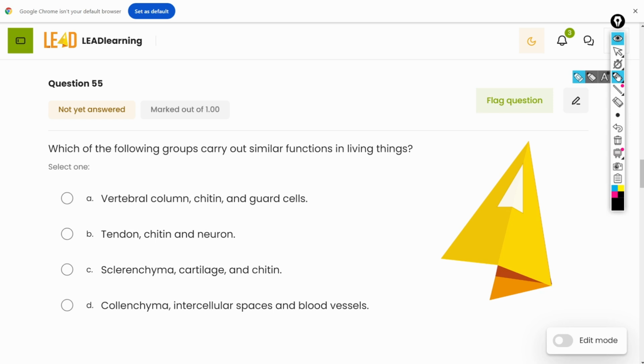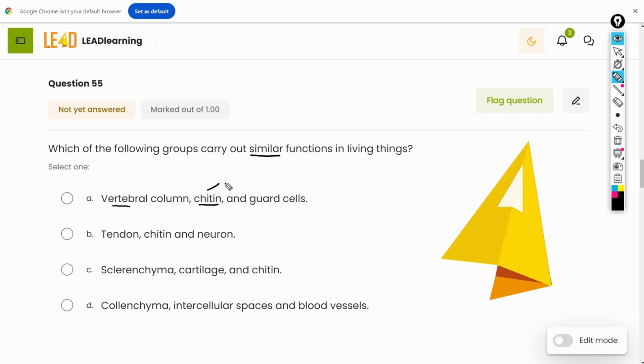Question 55. Which of the following groups carry out similar functions in living things. Okay, now let's look at this. A vertebral column performs a function of support. That's the backbone. Chitin provides support.